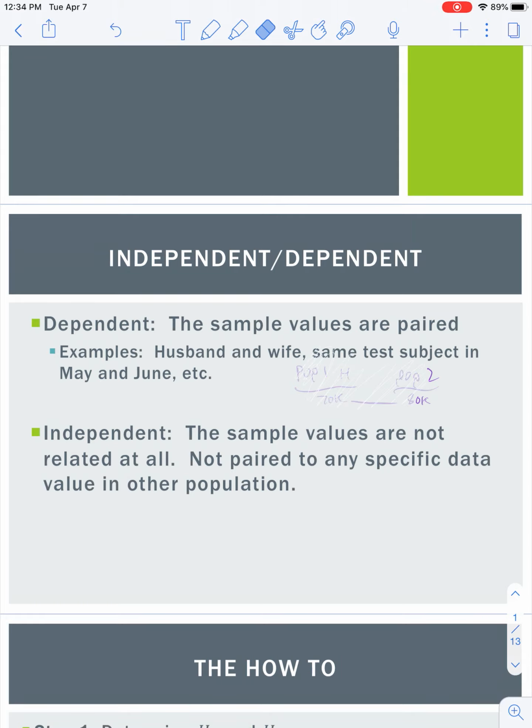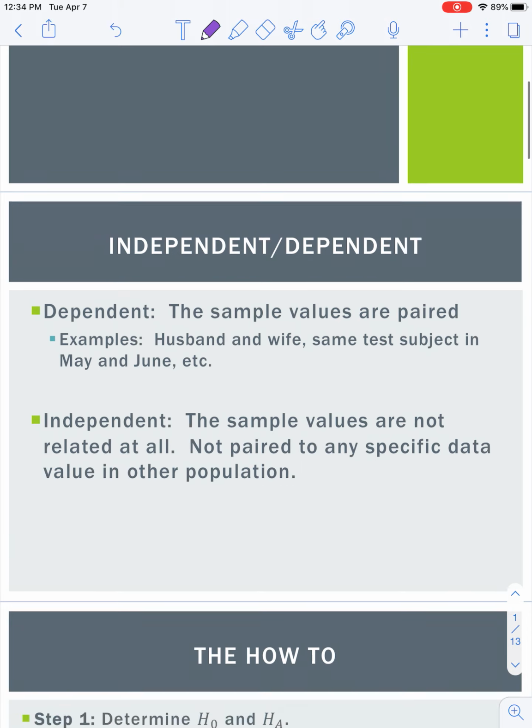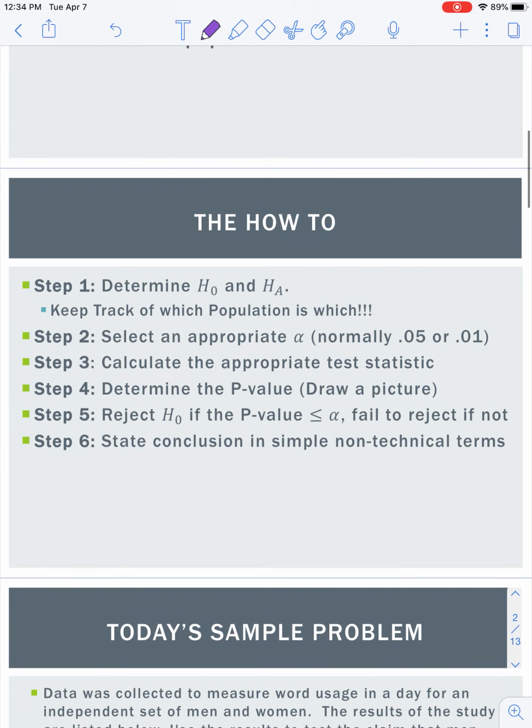For today's lesson, we're really going to just focus on independent means, which is going to be really similar to independent proportions, which we did in the last lesson. So it's just two samples from two populations. There's no relationship necessarily between the individual data values. This is going to look really familiar to you. This is our set of steps, which has not changed for 2 units now.